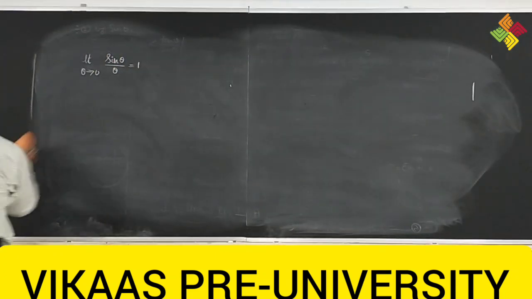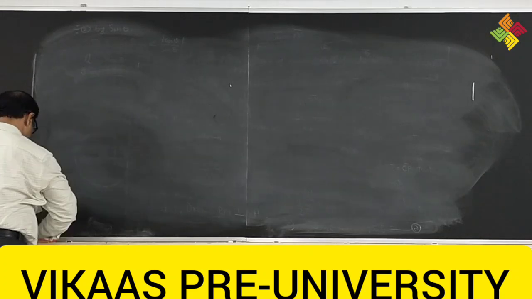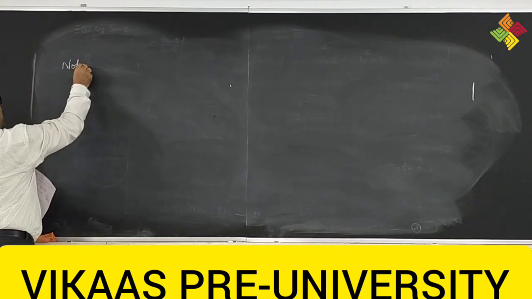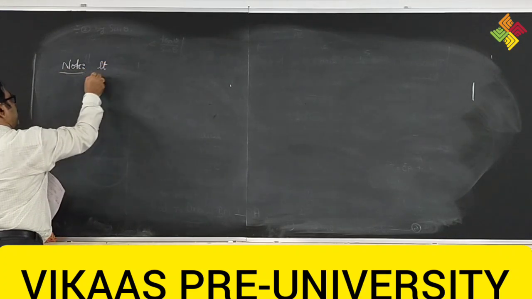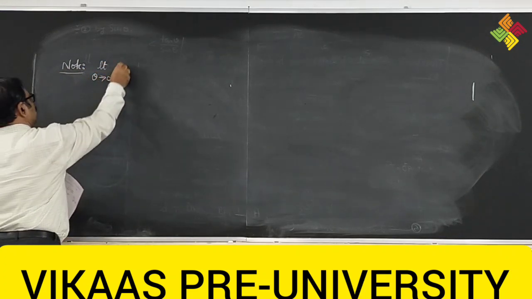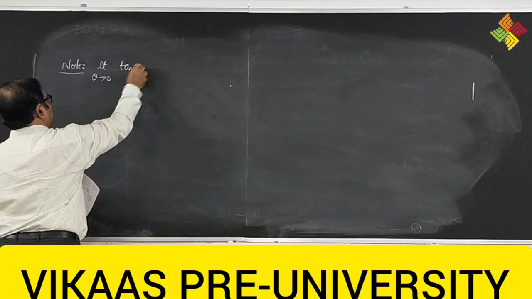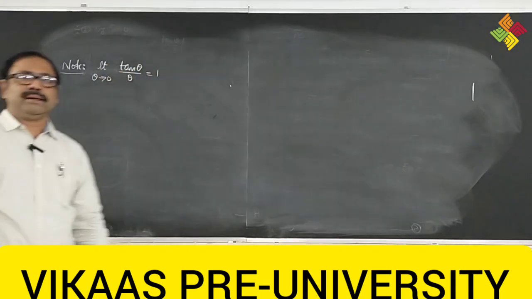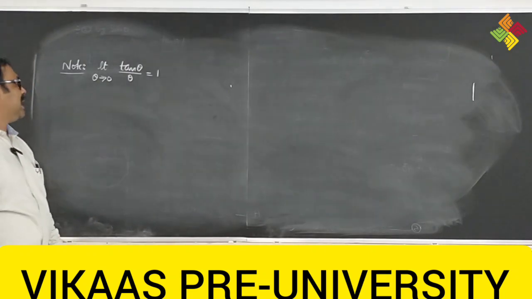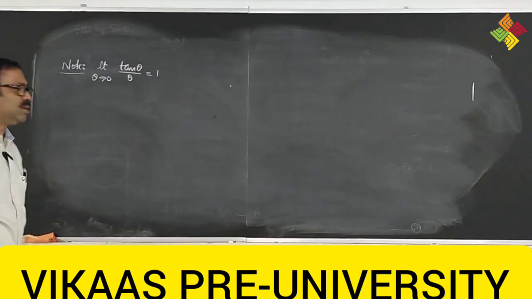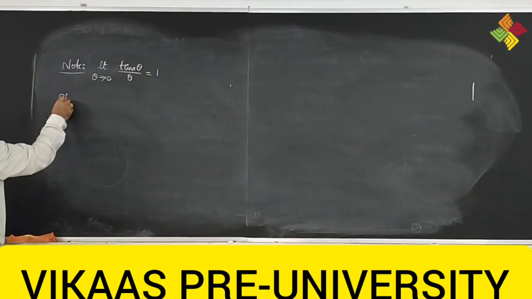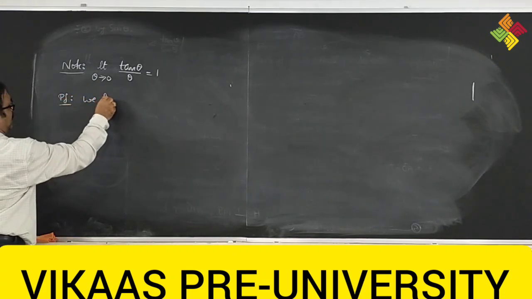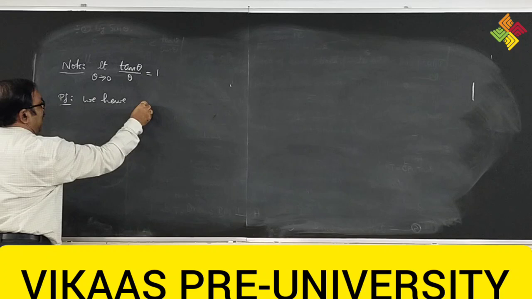Whereas the second one is limit theta tending to 0 sin theta by theta is equal to 1. Now using this I want to prove this result. See, there is one more: limit theta tending to 0 tan theta by theta is equal to 1.